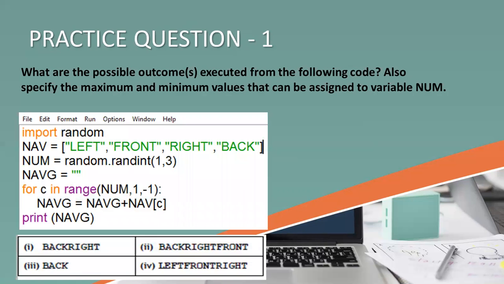For example, you can see in this example that random.randint is used for the variable num. So what may be the value of variable num? The value of num may be 1, or it may be 2, or it may be 3, because randint generates an integer from the provided range, including both the values. So it can generate 1, 2, and 3.